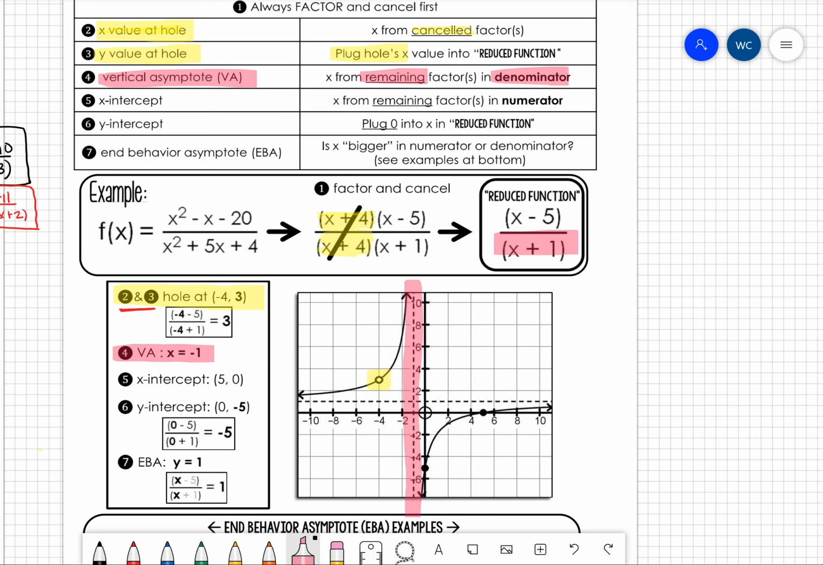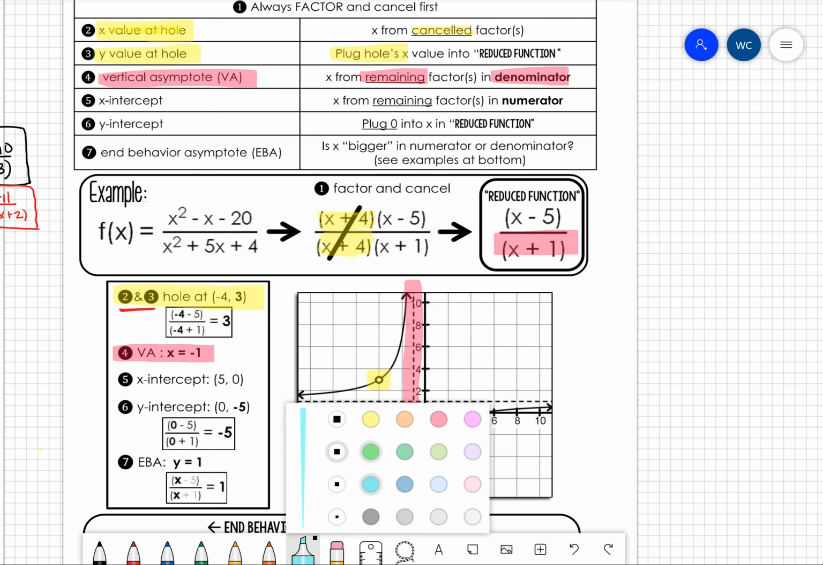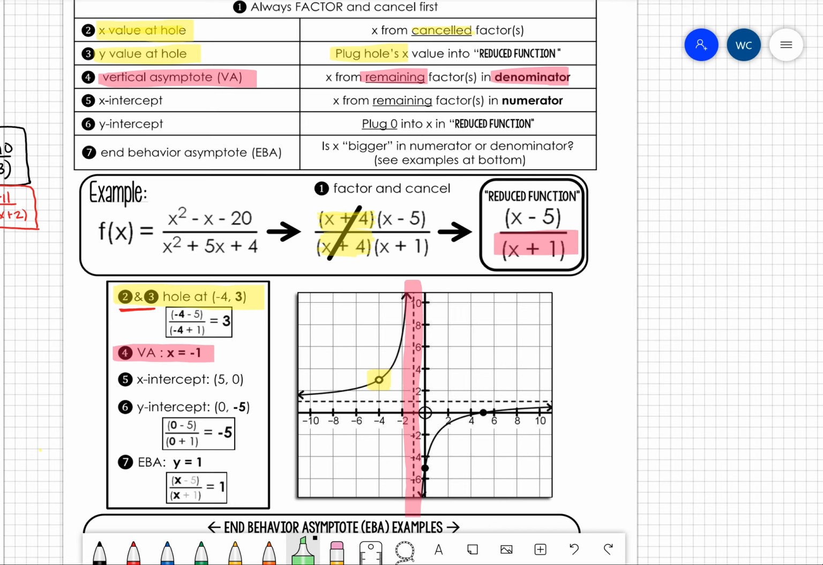Now the x-intercept. All you have to do is take the remaining factor in the numerator, make it green. That x minus 5 that you have left over is your x-intercept. You're going to set it equal to 0 and solve, and you actually will cross your x-axis at that point. So for your x-intercept, you take your remaining numerator.